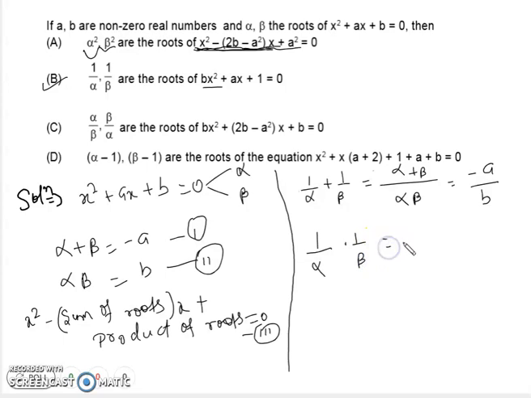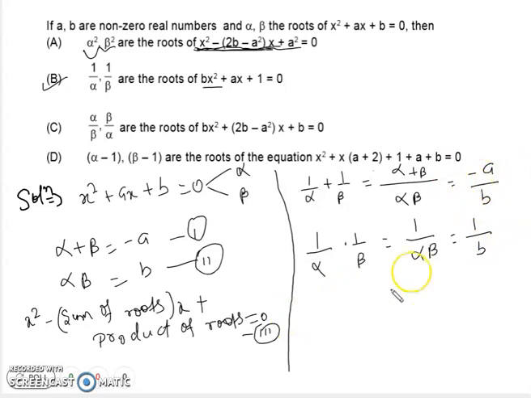And the product of roots is equal to 1 by alpha into 1 by beta, right? So you can say that 1 by alpha beta, and alpha beta is equal to b, guys, so the product is 1 by b, right?